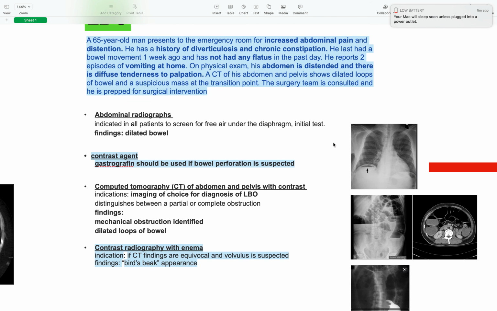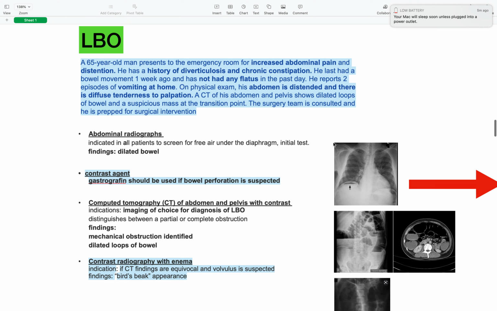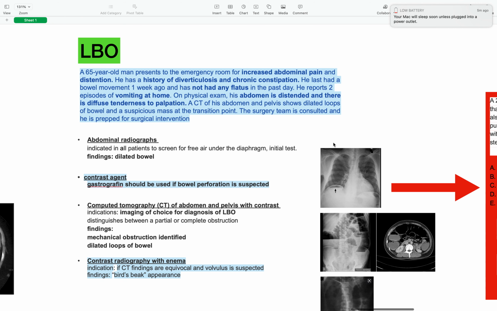So, large bowel obstruction is more severe compared to small bowel obstruction. So, let's start with the question. A 64-year-old man presents to the emergency room with increased abdominal pain and distension. He has a history of diverticulosis and chronic constipation. He last had a bowel movement 1 week ago and has not had any flatus in the past day. He reports 2 episodes of vomiting at home.